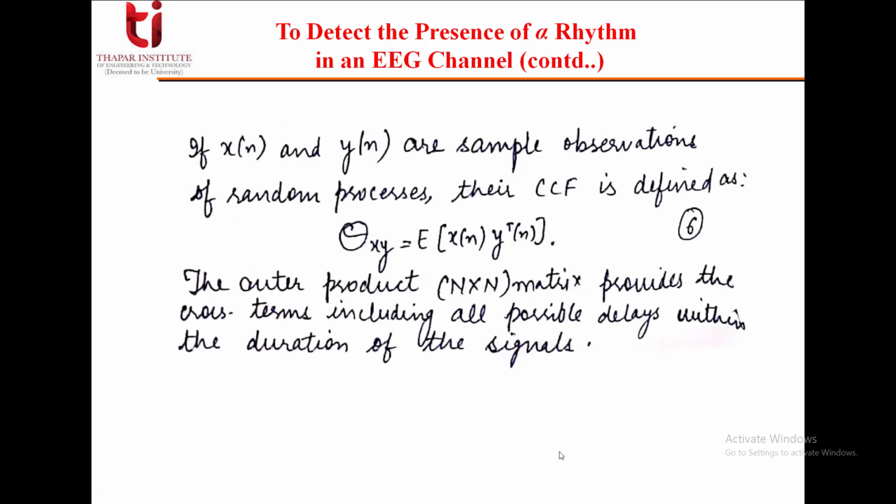Now, if x(n) and y(n) are sample observations of random processes, their cross-correlation function can be taken as, you can see we have introduced now the expectation operator, E of x(n) into y transpose (n), this T is for transpose. The outer product, that is the N cross N matrix, provides the cross terms including all possible delays within the duration of the signals.